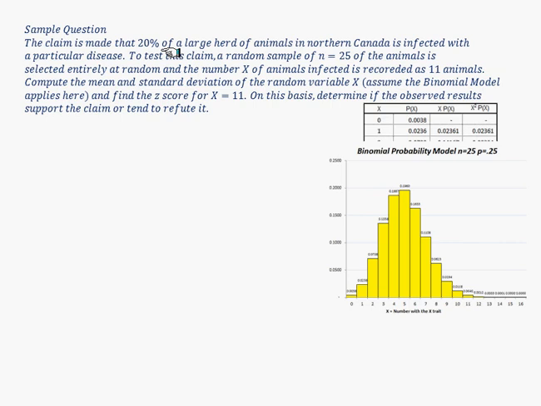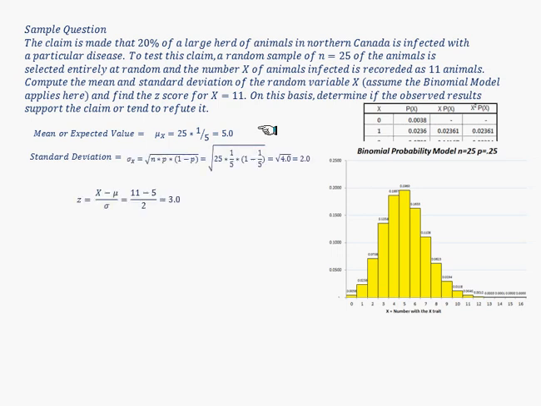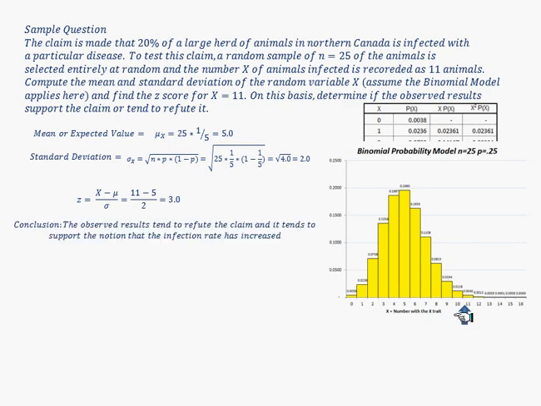Here's the distribution, and you can see the expected value is somewhere in this range. And here, using the binomial formulas, we can expect 5.0 animals of the 25, 20% of 25, to be infected. The standard deviation is 2. And if we have X equal to 11 animals infected, the Z-score is 3, and 3 of course is way up in the right tail here. The likelihood of that happening is quite rare, and this tends to support the notion that the infection rate has increased.